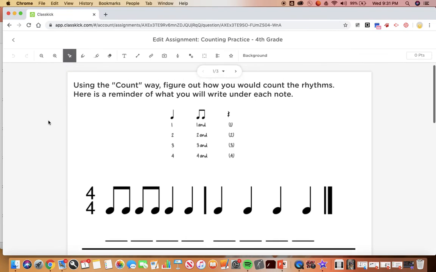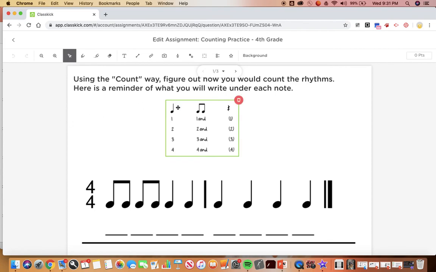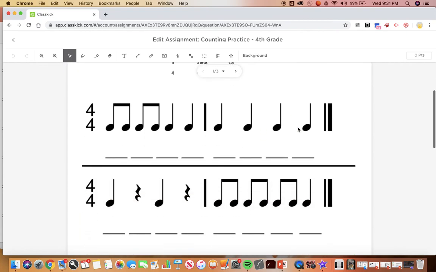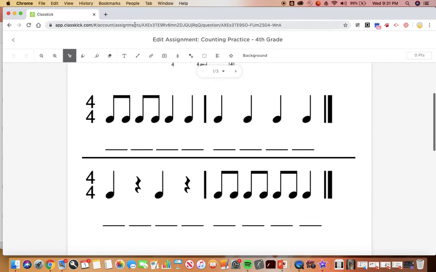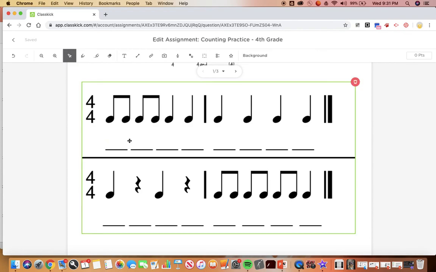your assignment looks like this. Using the count way, figure out how you would count the rhythms. Here's a reminder of what you will write under each note. If it's a ta, it's going to have either 1, 2, 3, or 4. If it's a TT, 1 and, 2 and, 3 and, 4 and, then rest will look like this. You have a couple of different ways of how you can do this. You can use your writing tool here and write on it, or you can type it and put it like this. Either way is up to you. It doesn't matter to me.